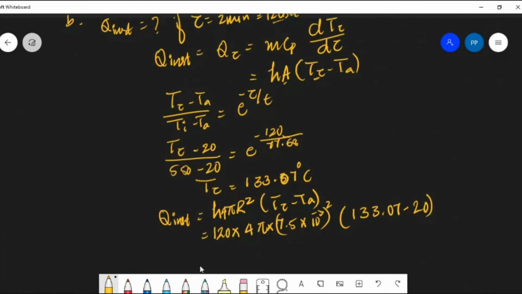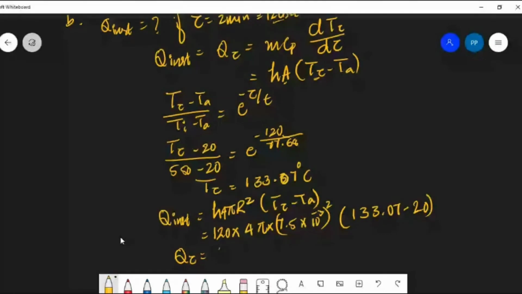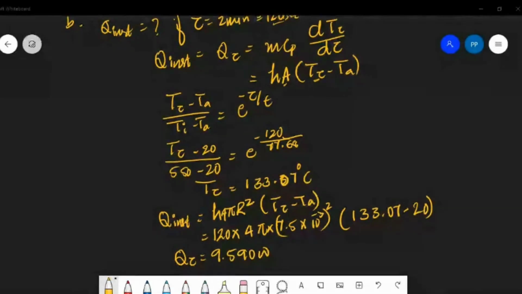So what is the value of Q instantaneous or Q tau? 9.590. That is the instantaneous heat transfer rate.